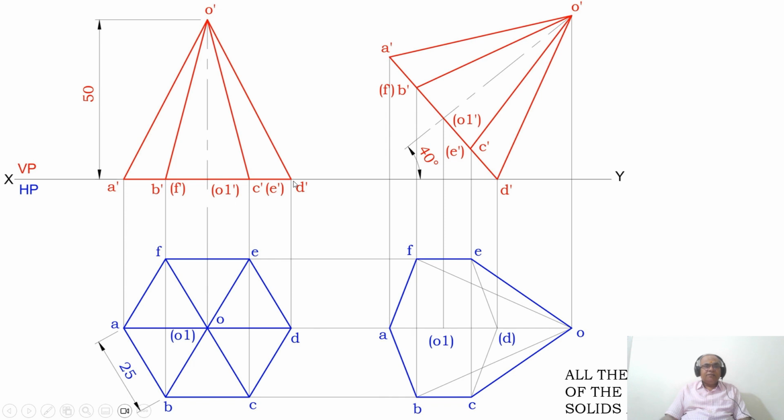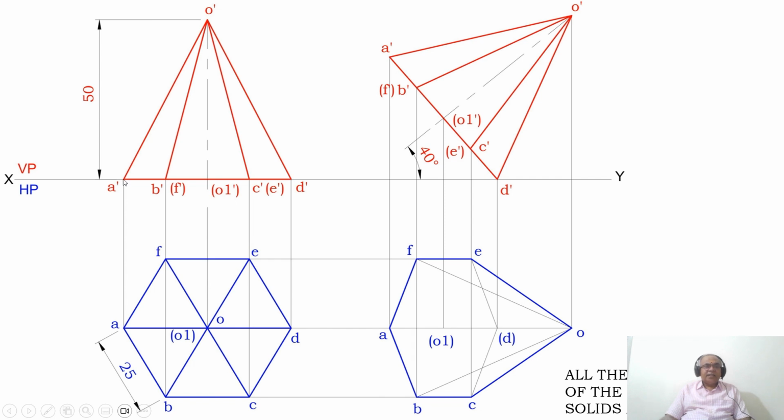Then you measure the distance from D dash to O dash and, by using the compass with D dash as center, draw an arc. Similarly, with A dash as center, you measure the radius of A dash O dash from the first position front view and transfer it from A dash to cut the previously drawn arc, and you mark that point as O dash. Then you measure the distance from D dash to B dash and, with D dash as center, cut an arc on this 50 degree line.